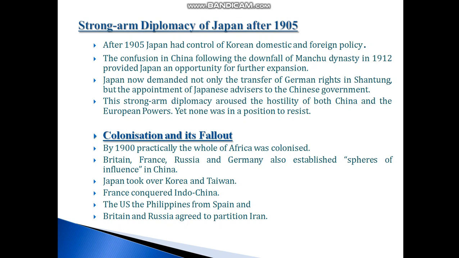By 1900, practically the whole of Africa was colonized. Britain, France, Russia and Germany also established a sphere of influence in China.